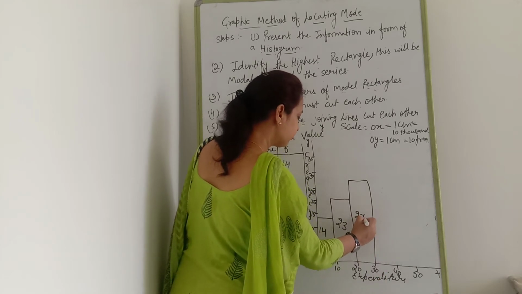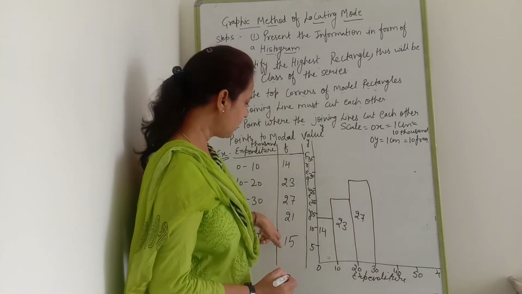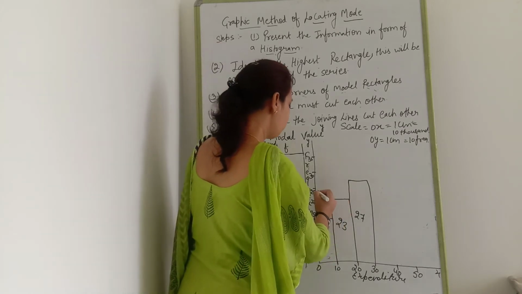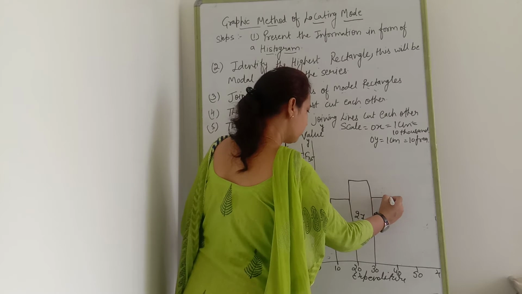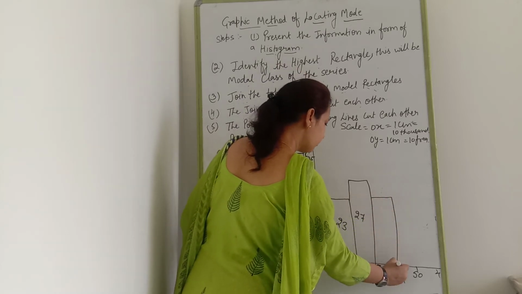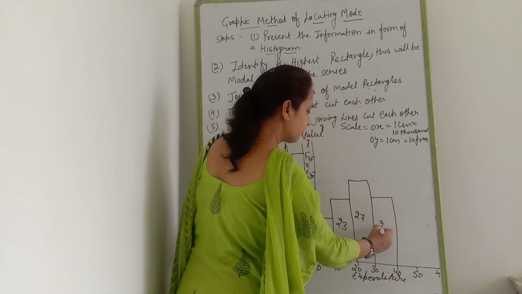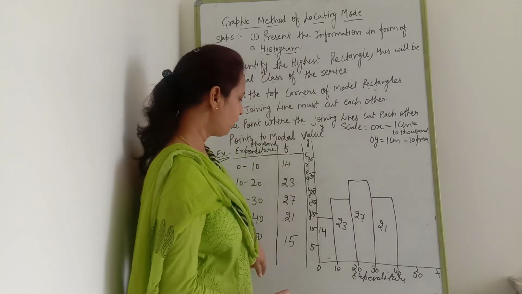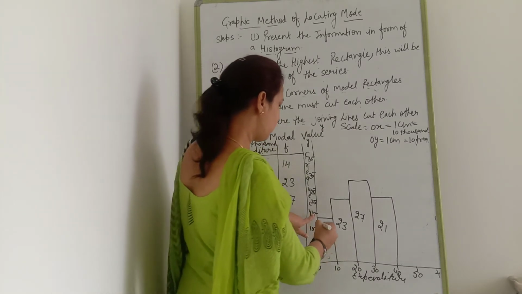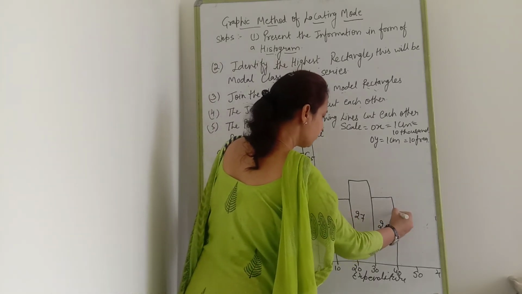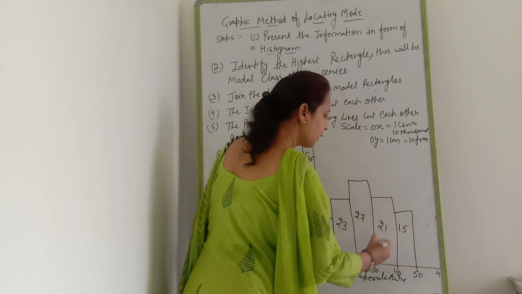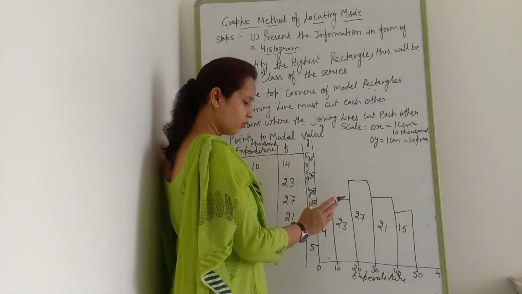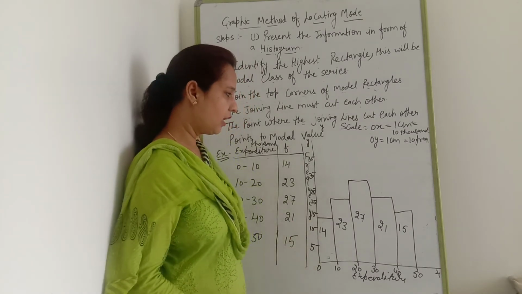Clear? Now 30 to 40, 21. 30 to 40, that will be 21. Clear? Now 40 to 50, that is 15. Clear? Give the name of it. Whatever you want to give, then give the name.